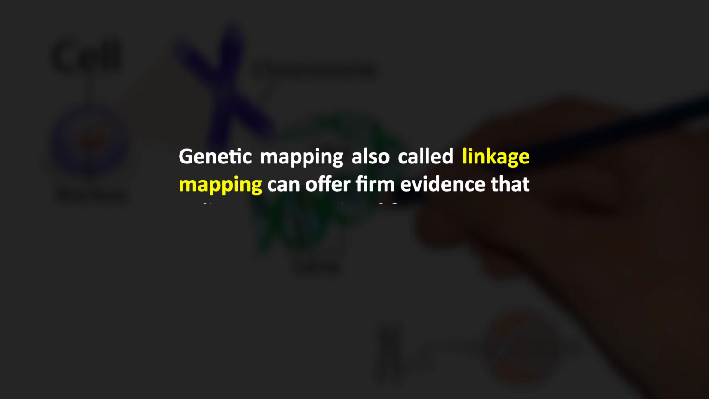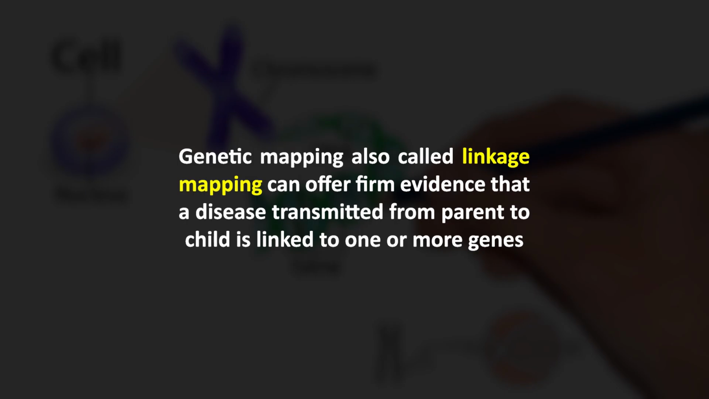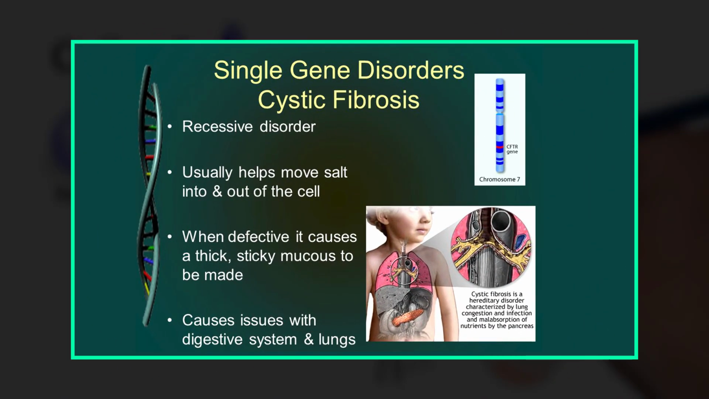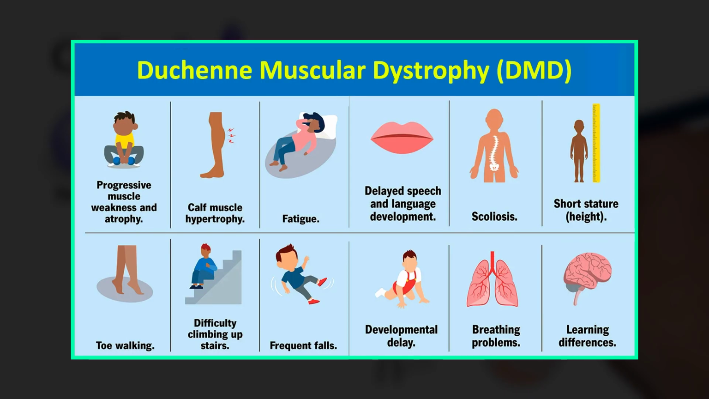Genetic mapping, also called linkage mapping, can offer firm evidence that a disease transmitted from parents to child is linked to one or more genes. Mapping also provides clues about which chromosome contains the gene and precisely where the gene lies on that chromosome. Genetic maps have been used successfully to find the gene responsible for relatively rare single gene inherited disorders such as cystic fibrosis or CFTR and Duchenne muscular dystrophy.